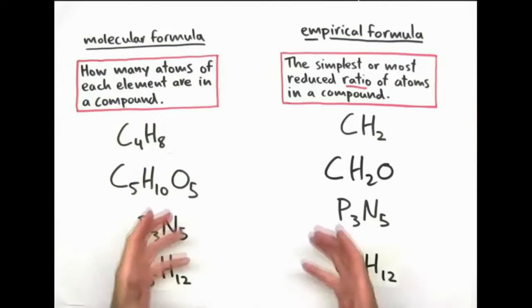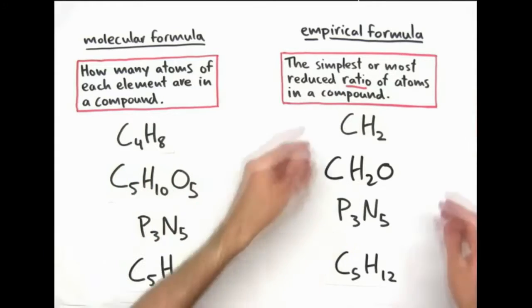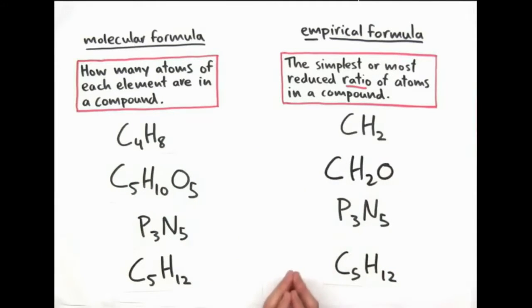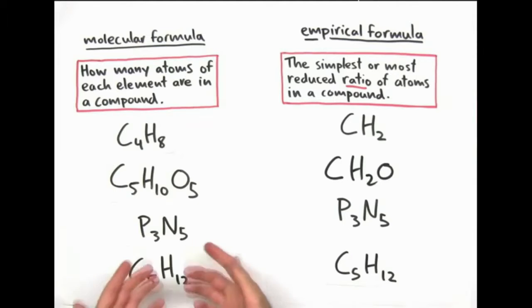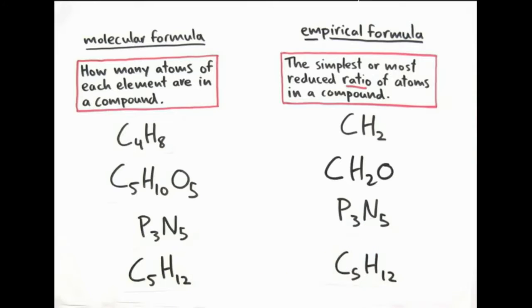The molecular formula tells us the total number of atoms of each element that are in a compound, and the empirical formula is the simplest or most reduced ratio of those atoms. We saw that some molecular formulas just can't be simplified anymore, so the empirical formulas are the same as the molecular formulas. And finally, we saw that many compounds with different molecular formulas can all have the same empirical formula.